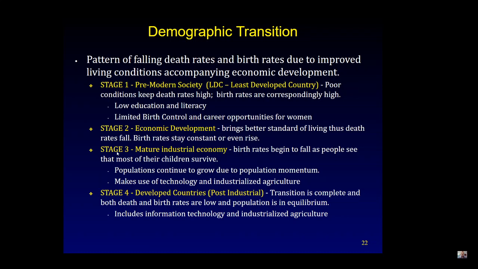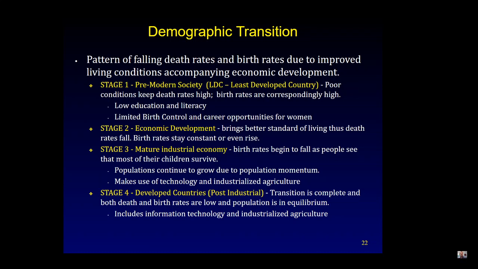Then we have stage 3, which is mature industrial economies. Birth rates then begin to fall as people see that most of their children survive, right? And you just have so many people that you maybe don't want big families, or you need to work harder economically. Kids cost a lot of money, so birth rates go down, and once again, death rates are still low, right?